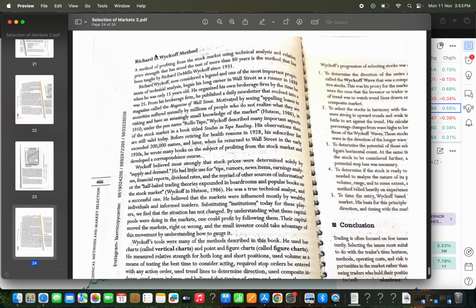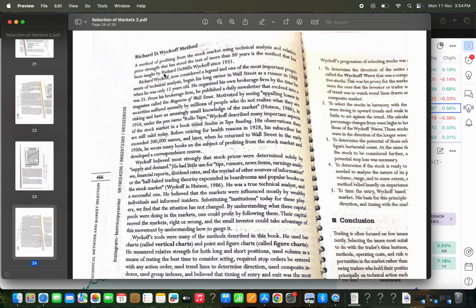Next, we have the Wyckoff method or the Richard D. Wyckoff method. So, I don't know if you guys know, but Wyckoff is a very famous person in the industry and he has contributed significantly to this industry. If you talk about the Wyckoff theory or the Wyckoff method, you can also remember that a lot of indicators are also named after Richard Wyckoff. A method of profiting from the stock market using technical analysis and relative price strength that has stood the test of more than 80 years is the method that has been taught by Wyckoff since 1931.